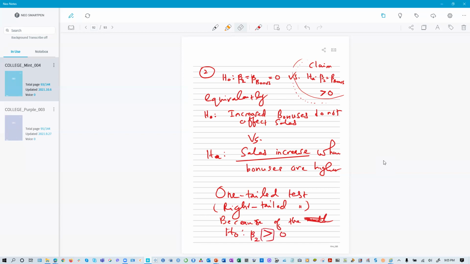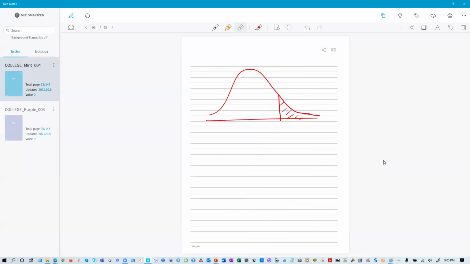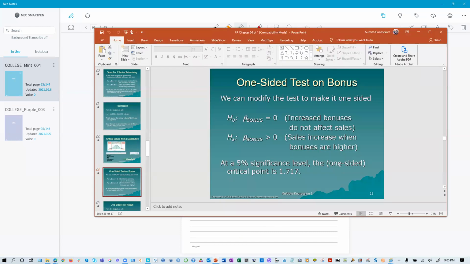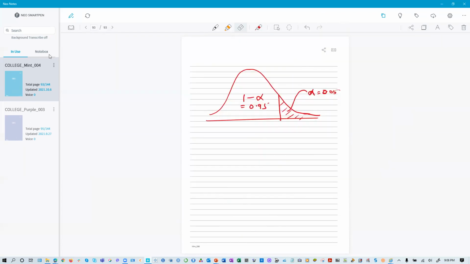It's a right tail. That means this whole thing is 1 minus alpha, 0.95. This one is 0.05. You have to be careful. See, one-sided. That's why they say one-sided. It's pretty much in a similar fashion. You can say sales decrease when bonuses are higher. Yes, you can put the less than sign, and then you do the left tail test.